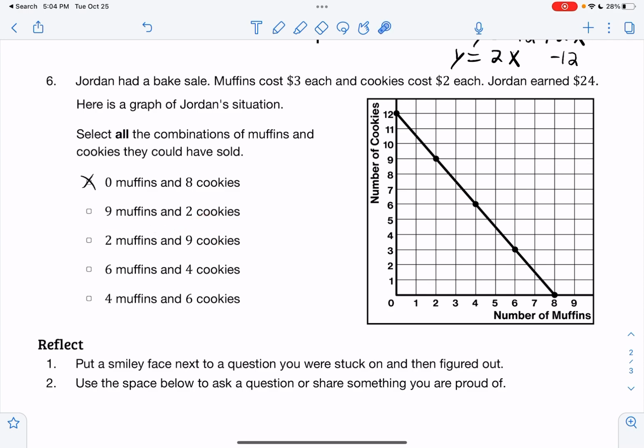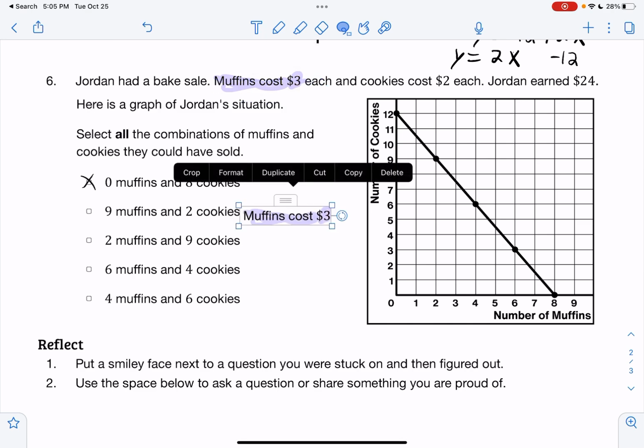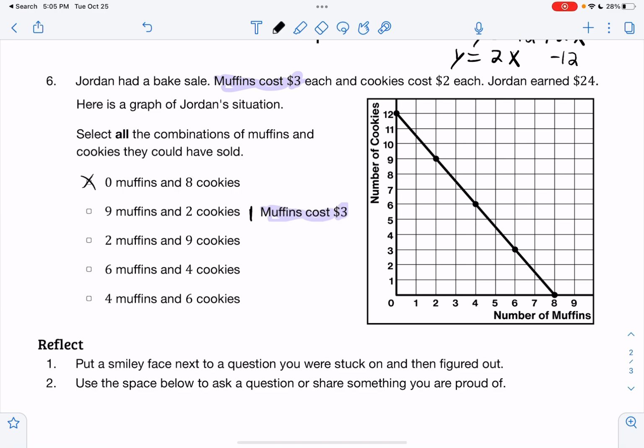And we have 9 muffins and 2 cookies. You can see out here that it doesn't look like there's a value that goes with 9 muffins. We could think about, well, why wouldn't there be? Well, remember how much a muffin costs. We know that one muffin costs $3. So 9 muffins would be 3 times 9. Well, we know 3 times 9 is 27. So 9 muffins cost $27. Well, that's outside of the budget. So that's why this would not be a possibility.